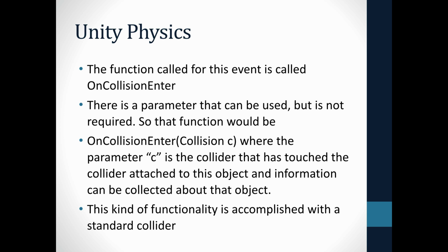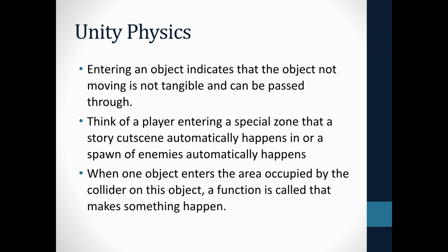Alright, so there's a parameter that can be used but is not required. The parameter is information about the collision. So you can do things like see how much force the collision hit with, or exactly what point the collision happened. So if I get collided with on my collider on the front, around where my arm is or something like that, you can do those types of things. All right, so onward we go.